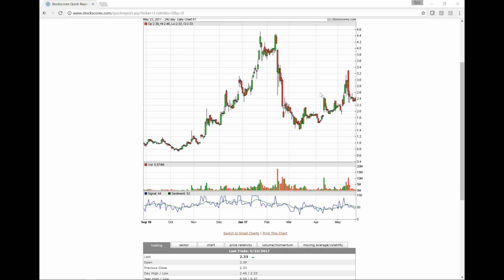It's kind of sideways. It went up a little bit there, but if I own this stock, which I do not, but if I owned it, I would hold it because it is at the upward trend line where it should bounce.